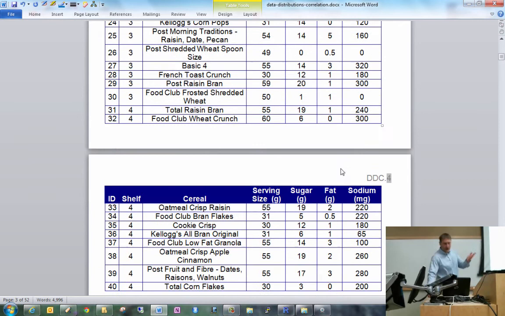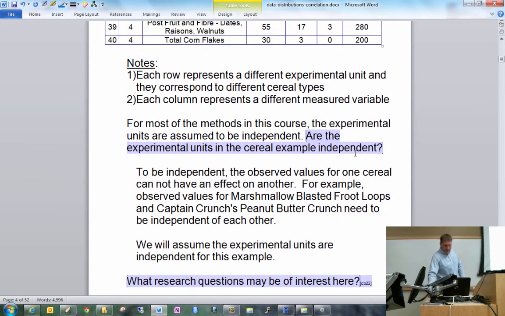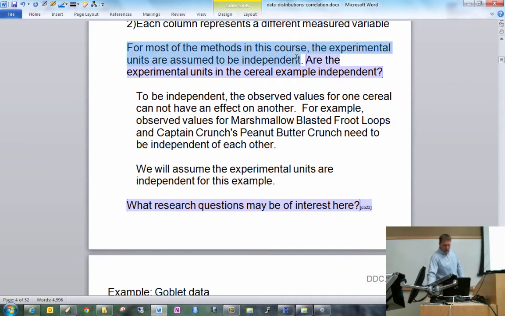Now, you can see I have a sample size of 40. There were only four shelves at this particular grocery store. And often in statistics, we have to worry about independence between one observation and another. So do you think we have independence here between the experimental units? I hear some yeses. I hear some no's. I'm going to say no.